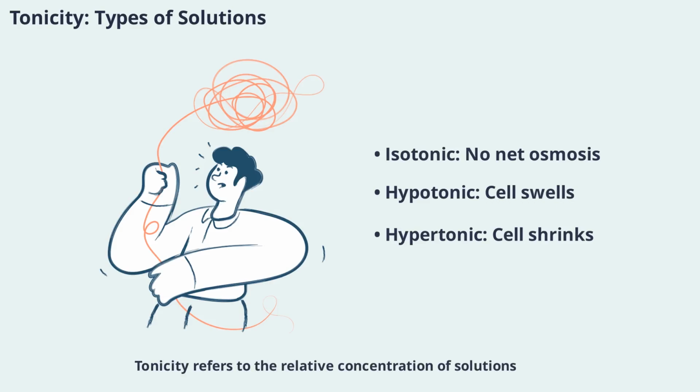Tonicity refers to the relative concentration of solutions that determines the direction and extent of diffusion. There are three types: isotonic, where concentrations are equal and no osmosis occurs; hypotonic, where the outside solution is less concentrated, causing the cell to swell; and hypertonic, where the outside solution is more concentrated, causing the cell to shrink. Understanding tonicity helps explain how plant cells maintain their shape and function.